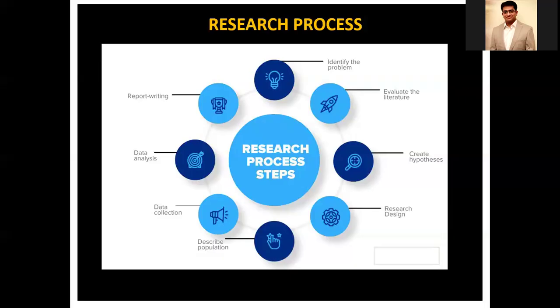Then describe the population if we are going to do a clinical trial or in vivo study. What type of population am I going to involve? For example, if I'm going to analyze a new pulp capping agent, an alternative to mineral trioxide aggregate, then I have to describe what kind of population, whether I am going to take only reversible pulpitis or symptomatic irreversible pulpitis, or whether I'm going to do direct pulp capping or indirect pulp capping.